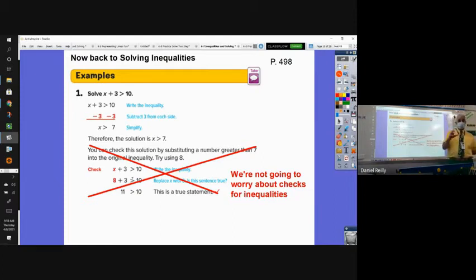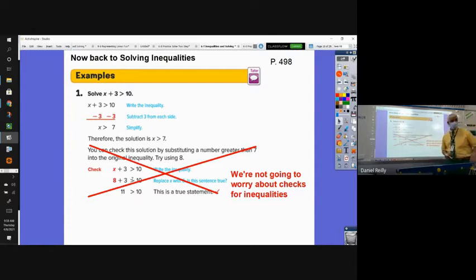So that's one of the big differences between an inequality and an equation. In an equation, there's only one number that you can put in for x that makes it true. In an inequality, there's an infinite number of values that make it true. There's also an infinite number of values that make it not true, right? If they're smaller than 7.